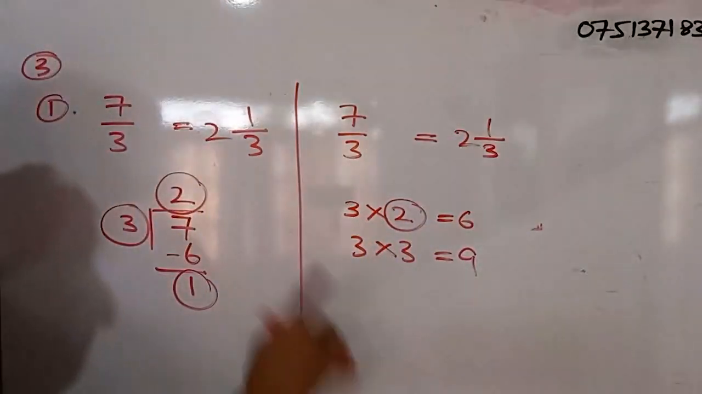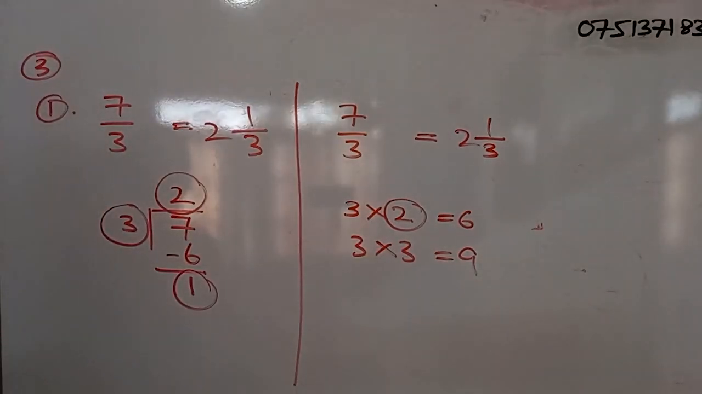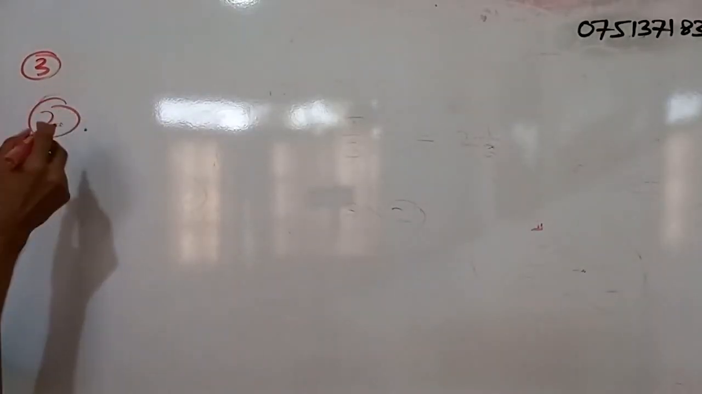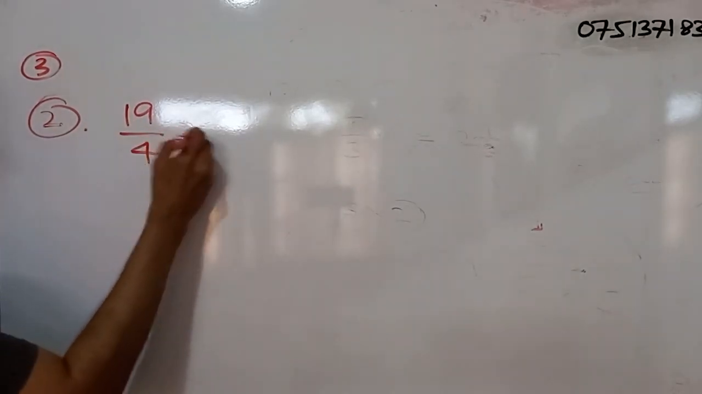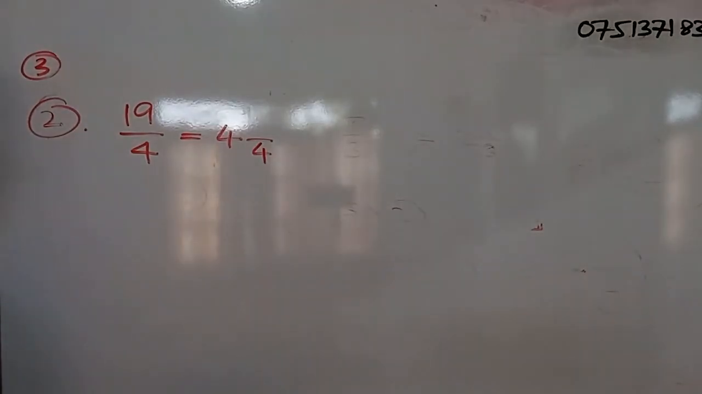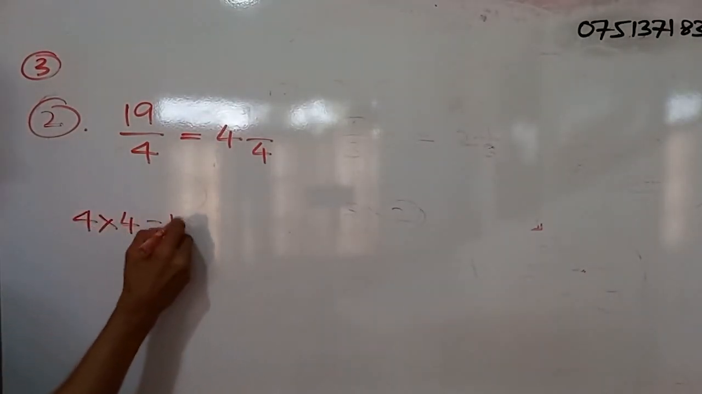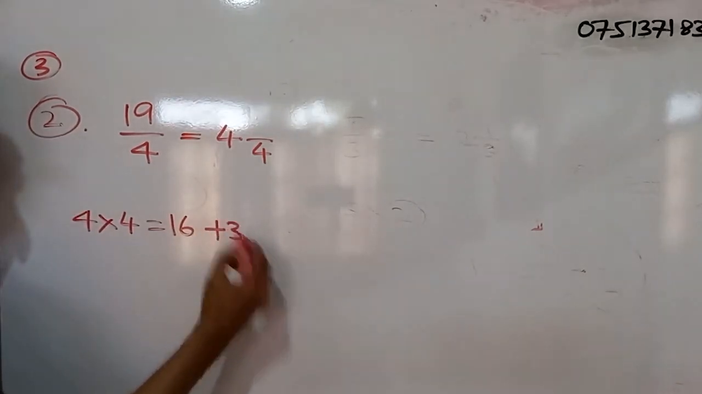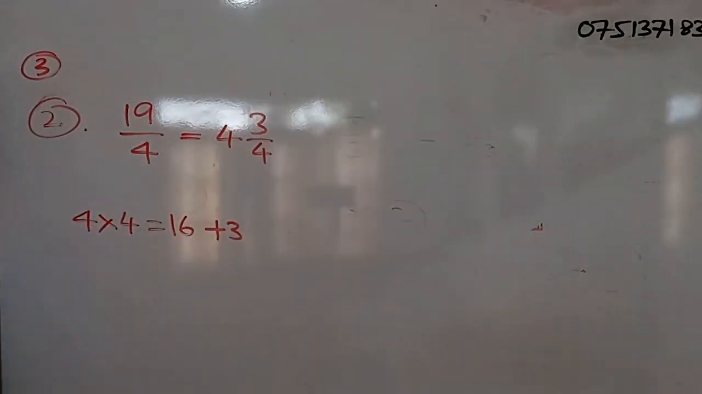1. Right? So we can use both methods, right? Okay. Part 2. So we have what? 19 by 4. So we know 4 times 4, that is 16. And we need another 3 to go to 19. So 4 and 3 by 4.